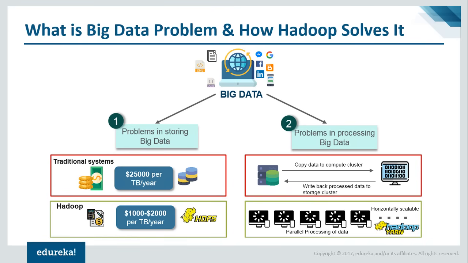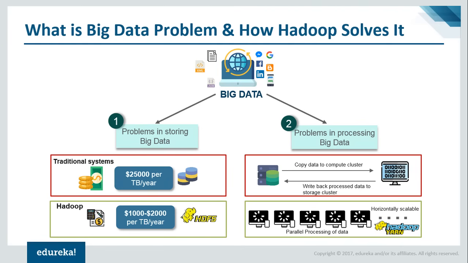All right. So how did Hadoop solve that problem? With Hadoop, you get HDFS, which is the storage component of Hadoop. It helps you store your files in a distributed manner, and it can help you cut down the cost from $25,000 to around $1,000 to $2,000 per TB per year. So you can see the drastic cut in cost with Hadoop.